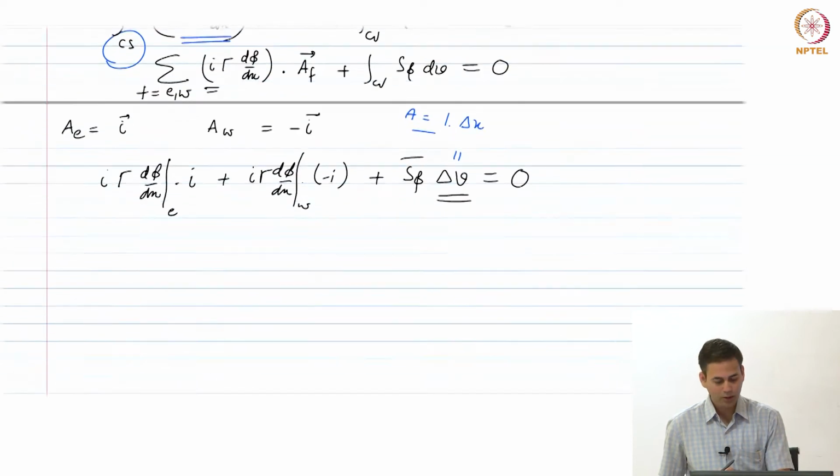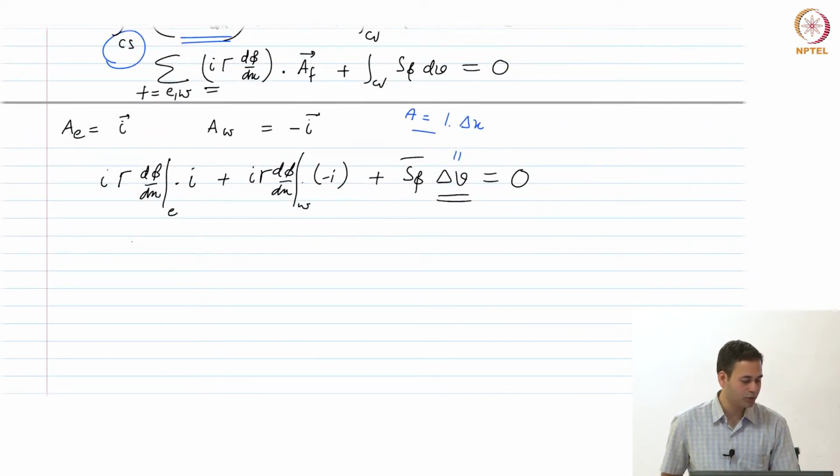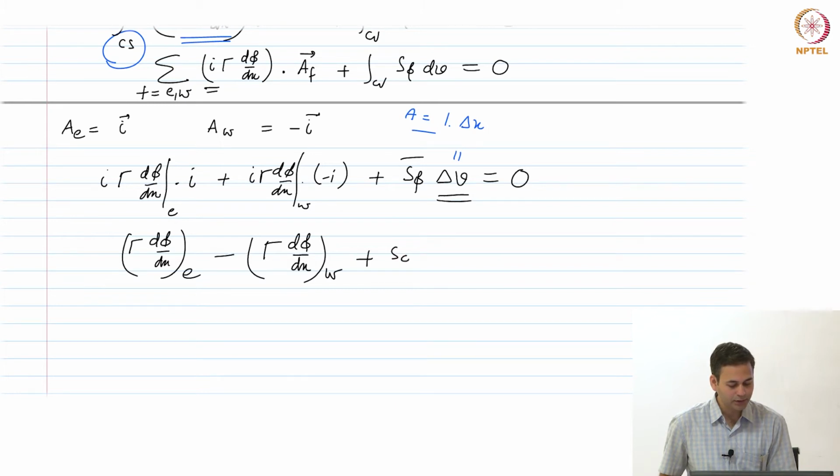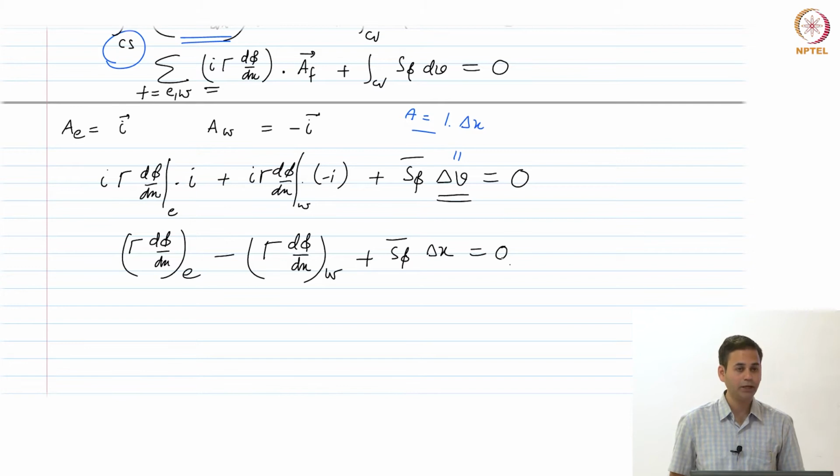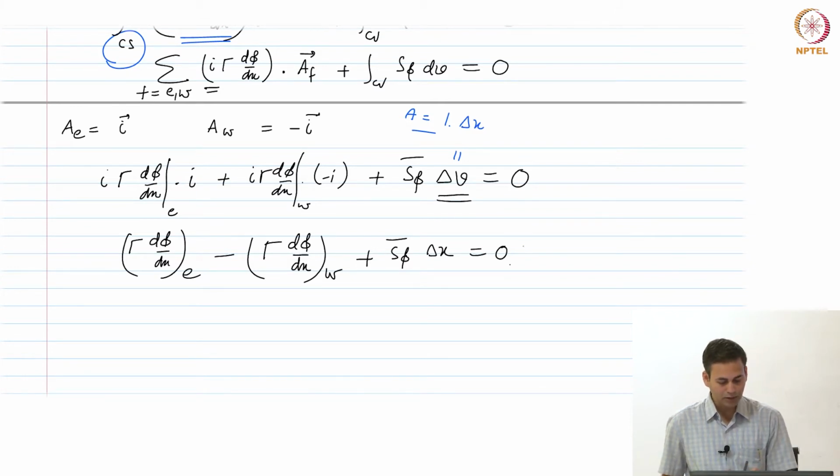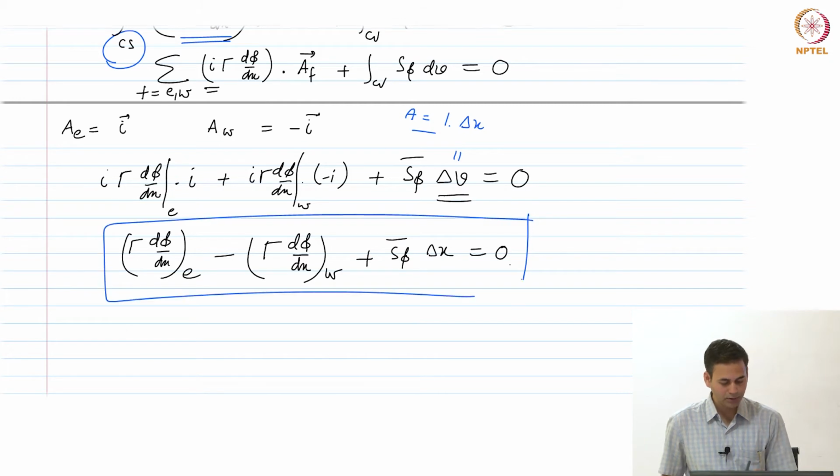So far so good. Now, what we have is i dot i is 1, so you have gamma d phi dx evaluated on the east face minus gamma d phi dx evaluated on the west face plus S_phi bar times delta x equals 0. Fine. So now we got some statement here which we will come back to.